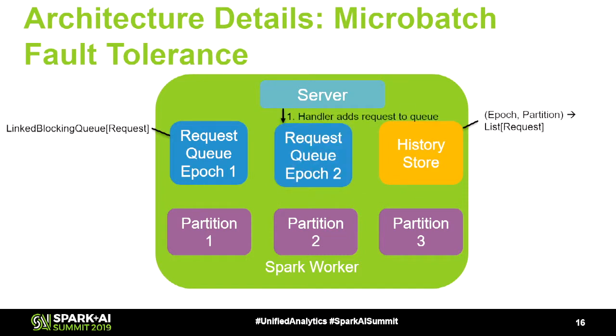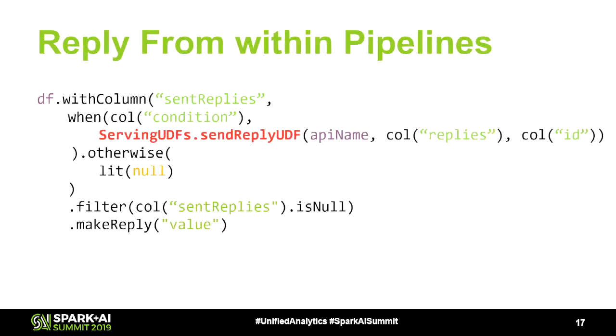And so finally, when the requests are over, we create a new request queue for the second epoch. And so this is how we integrate with Spark's mini batching framework. And then we have these epochs, and each one of them creates its own queue, and the rest are cleaned up by the garbage collector.